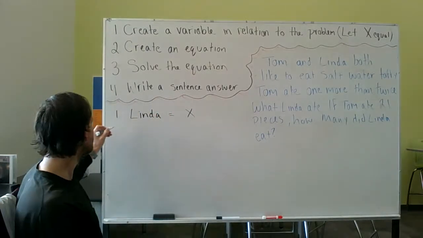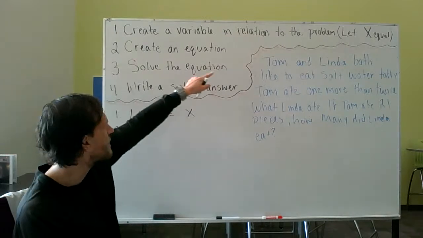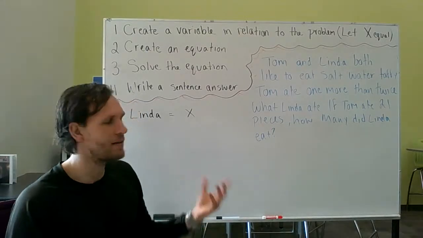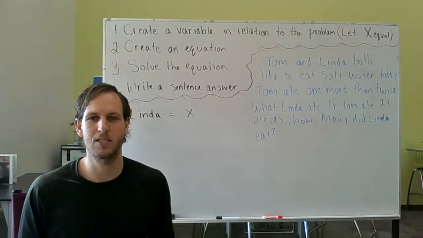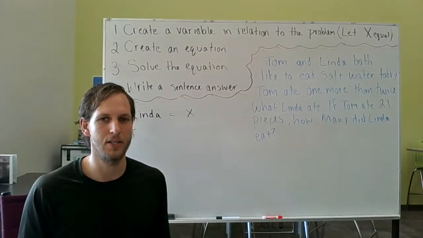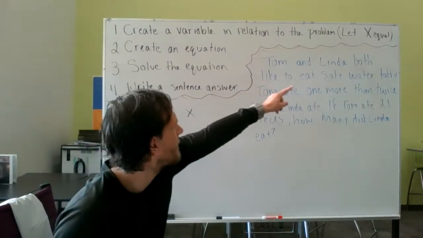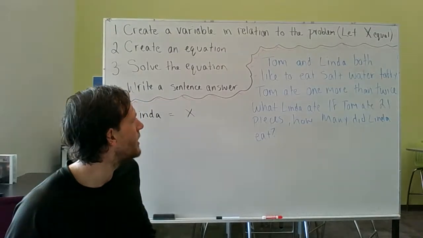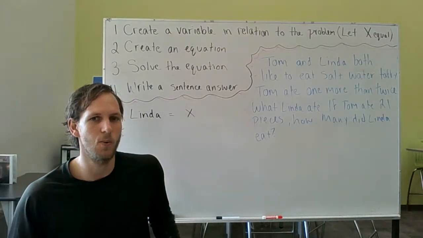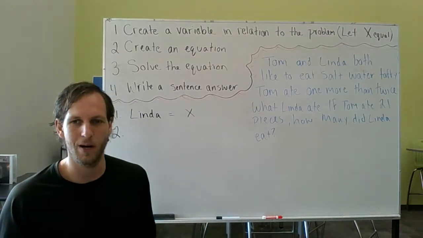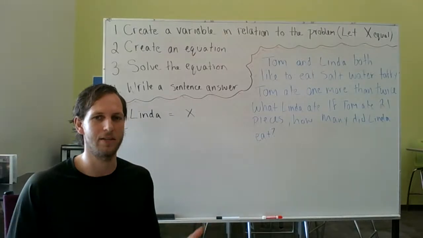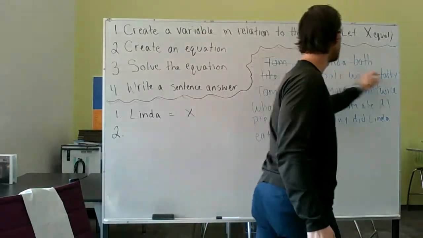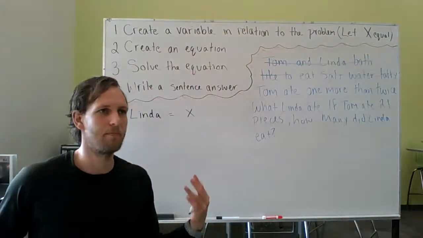Okay? Step 2 says create an equation. Whenever we're looking at word problems, oftentimes we're given information that's just setting the stage for the question. It doesn't really give us any information on the math that we need to do. In this particular example, it says Tom and Linda both like to eat saltwater taffy. That's great. Good to know. Good job, Linda and Tom. Sometimes I like saltwater taffy as well. Does that really give us any information to solve a question? No, it's giving some background information. So I could just cross that off and say, we don't need to worry about that. That's just information.